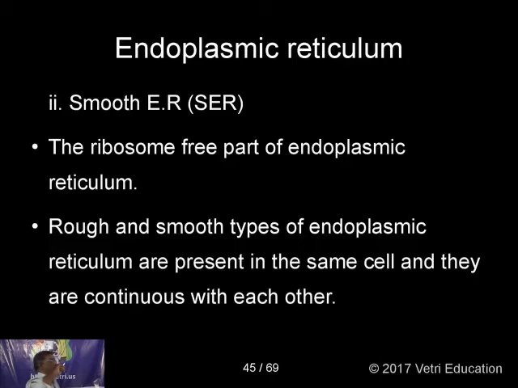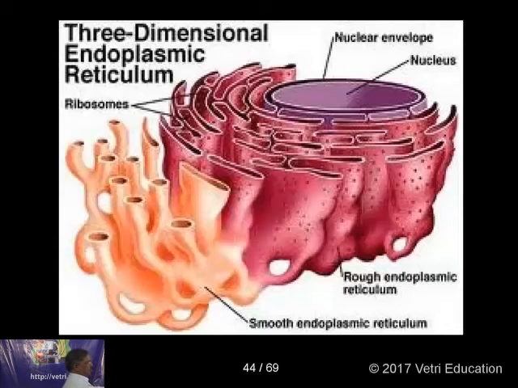Regarding the smooth endoplasmic reticulum, it is the ribosome-free part of the endoplasmic reticulum. So there are no ribosomes attached. Rough and smooth types of endoplasmic reticulum are present in the same cell and they are continuous with each other. That is the other diagram we have seen. Here you can find the rough endoplasmic reticulum attached again with the smooth endoplasmic reticulum.